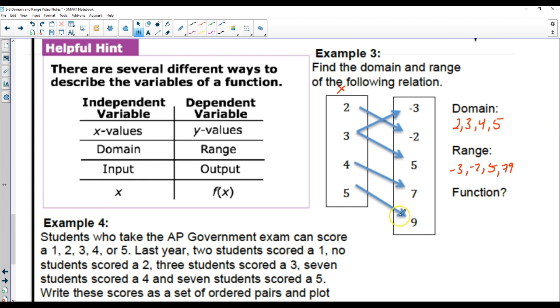Now, is this a function? Remember, in order to be a function, you can't have any repeats of your x values. It's okay to have repeats of y's. It's not okay to have repeats of x's. Well, let's think about this 2. This 2 only goes to -2. So if I were to write that as an ordered pair, it would be 2, -2. This 3, though, has 2 arrows coming out of it. So the ordered pairs there are 3, -3 and 3, 5, because it's got 2 arrows. So that means I have a repeat of x values. That means this is not a function. If I were to plot those 2 points, a vertical line would go through both of those points.